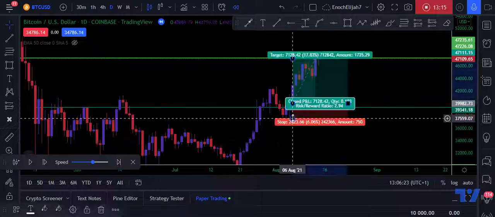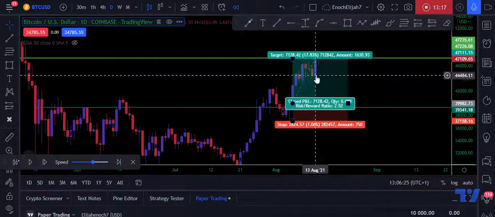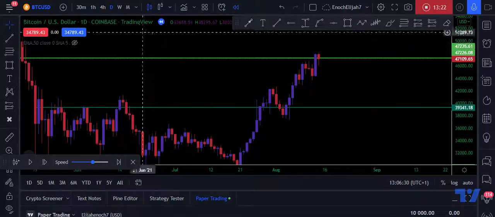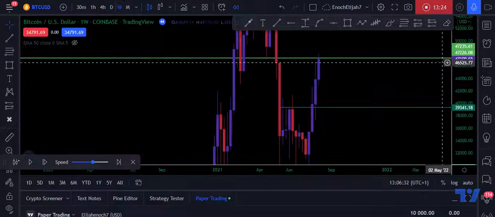Breakout fully. So you can see what just happened right there. So this is a winning trade. Now let me go through another example, another opportunity on this chart.